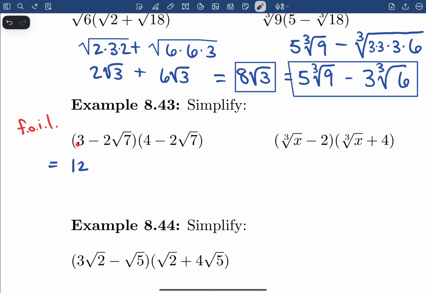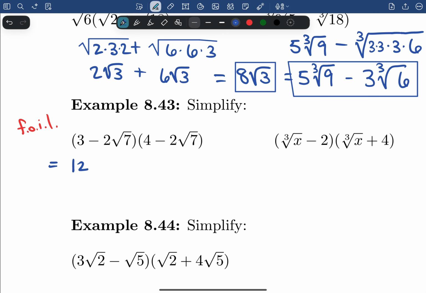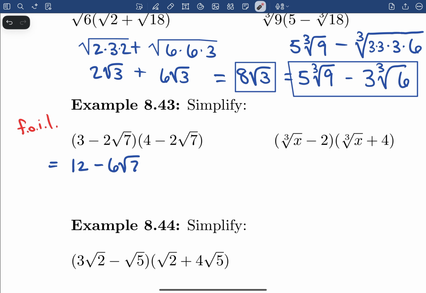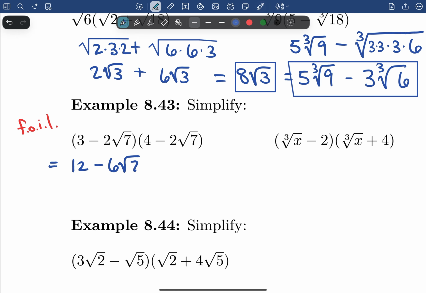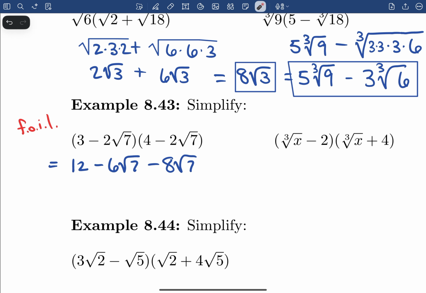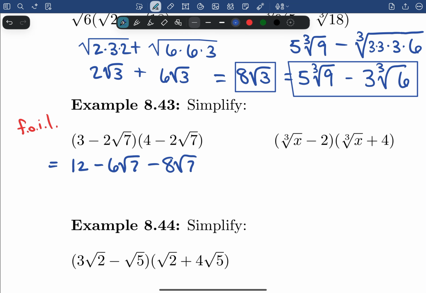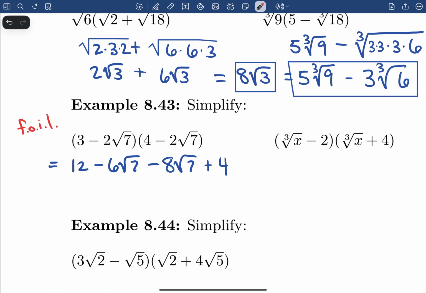And now I'm going to multiply 3 times negative 2 root 7. And I get negative 6 root 7. Just think of what 3 times negative 2 is. That's negative 6. And then we still have that root 7. Now let's multiply the inner terms together. 4 times negative 2 root 7. And that gives me negative 8 root 7. And then last terms. Negative 2 root 7 times negative 2 root 7. That's positive 4, because negative 2 times negative 2 is positive 4. And then root 7 times root 7 is 7.